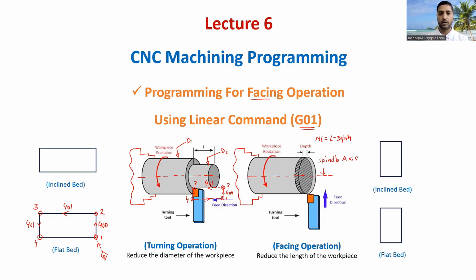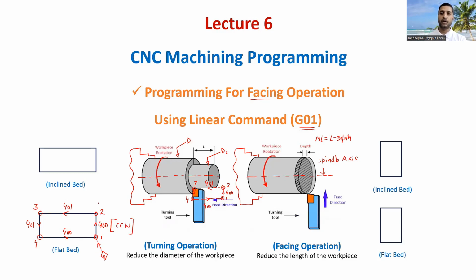We will retract the tool from point number 4 to 1 with G00 code, because here there is no contact of the cutting tool. You can clearly see in this picture. So from 4 to 1, now we are retracting the tool at point number 1 with rapid traverse. So this will be the direction of motion of the cutting tool in case of a flat bed for turning operation. And if you analyze this, this will be our counterclockwise direction. So let me write here, counterclockwise direction.